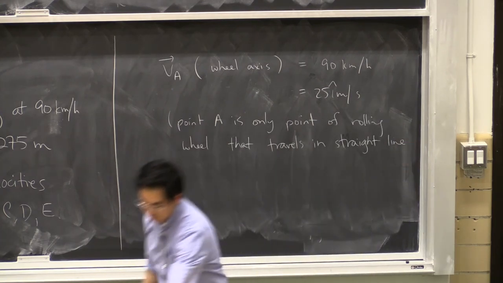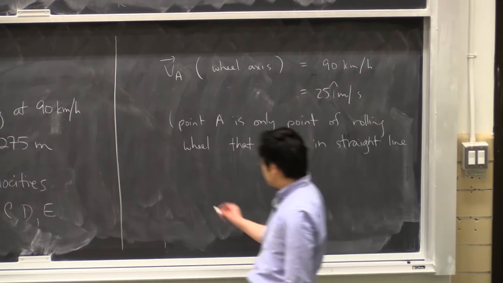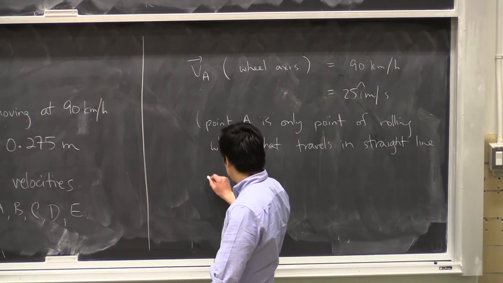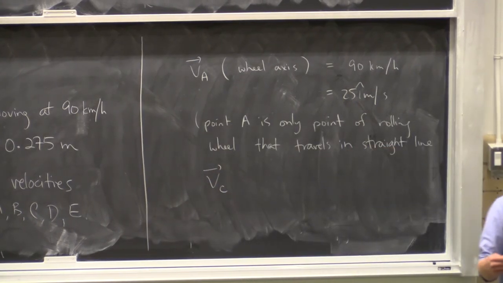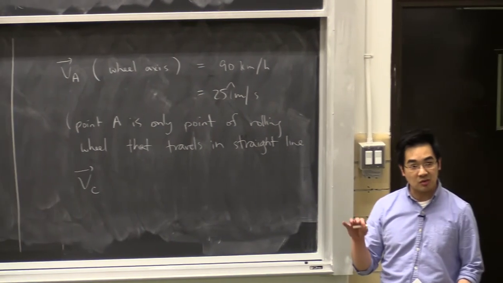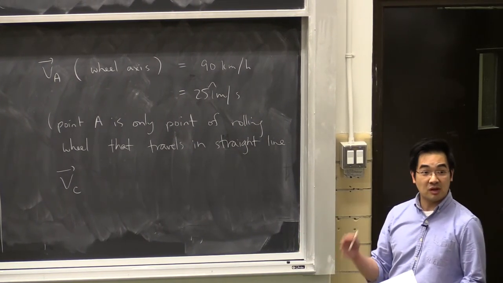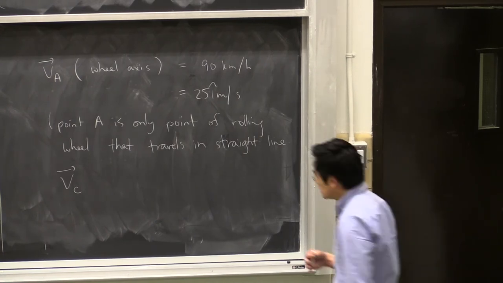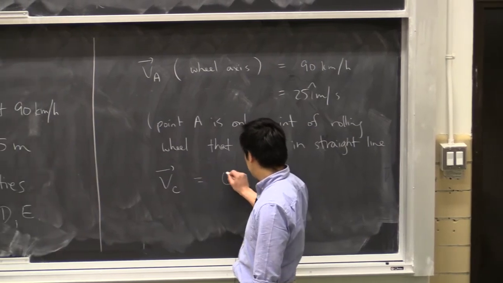Okay. So we already know right away what VA is. The next thing is, of all the other points, the easiest one is VC. I just told you that VC is the point where it makes contact with the surface, that it's stuck because of static friction. It causes the wheel to roll and tip over. And because of that, VC actually has to be 0.